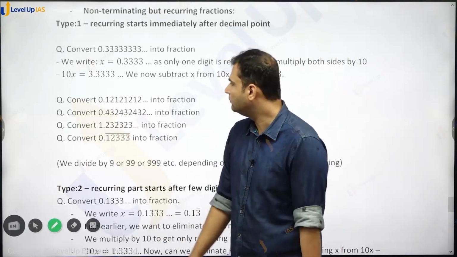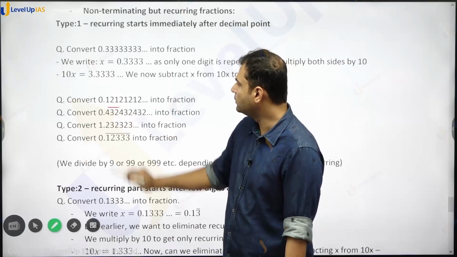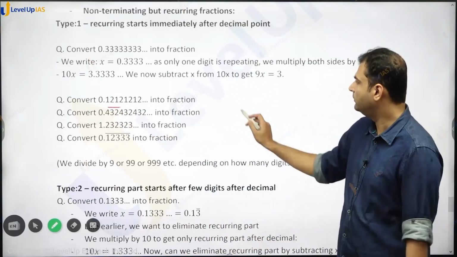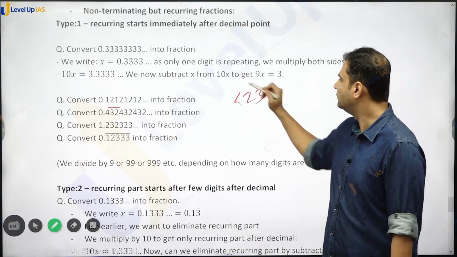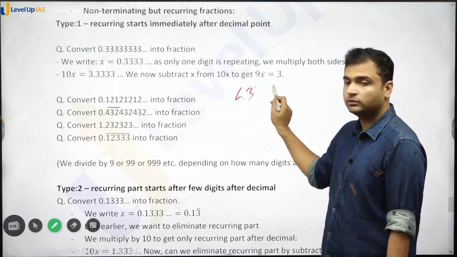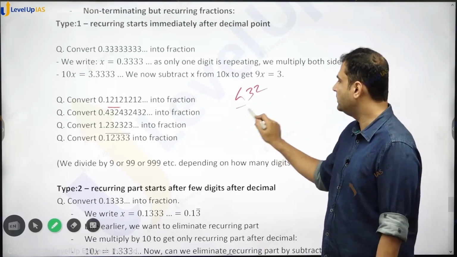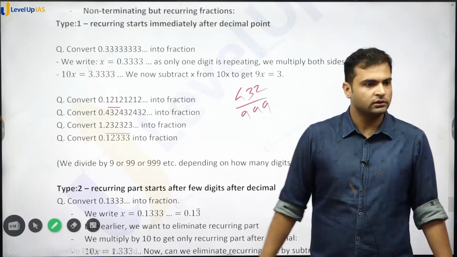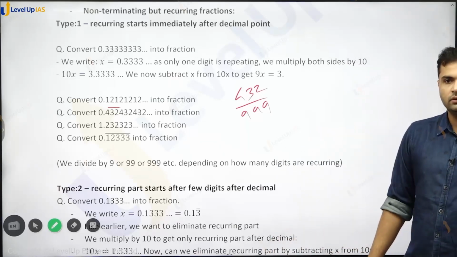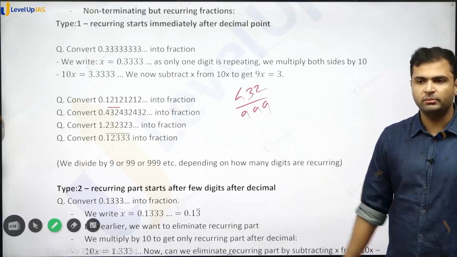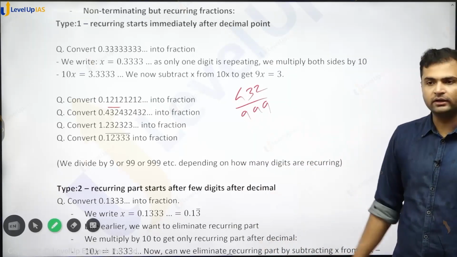This number we have 423 repeat हो रहा है. We have 423 divided by 999. जितने भी बार डिजिट रिपीट हो रहा है, जितने भी डिजिट रिपीट हो रहे हैं उतने बार 9 लिखेंगे.